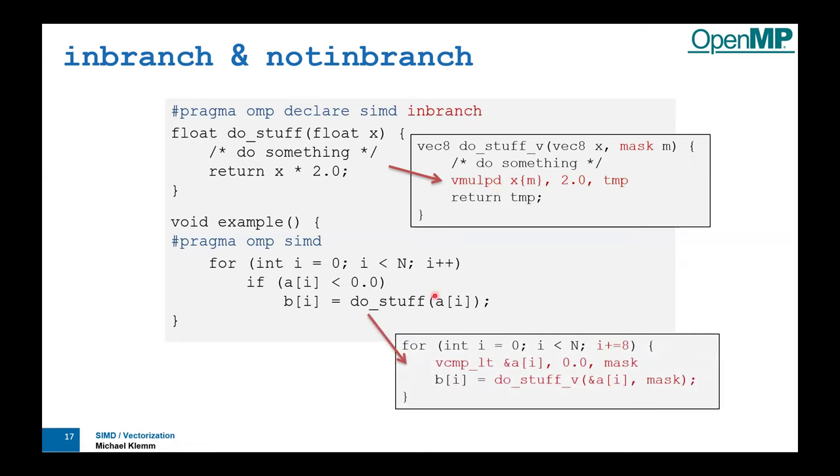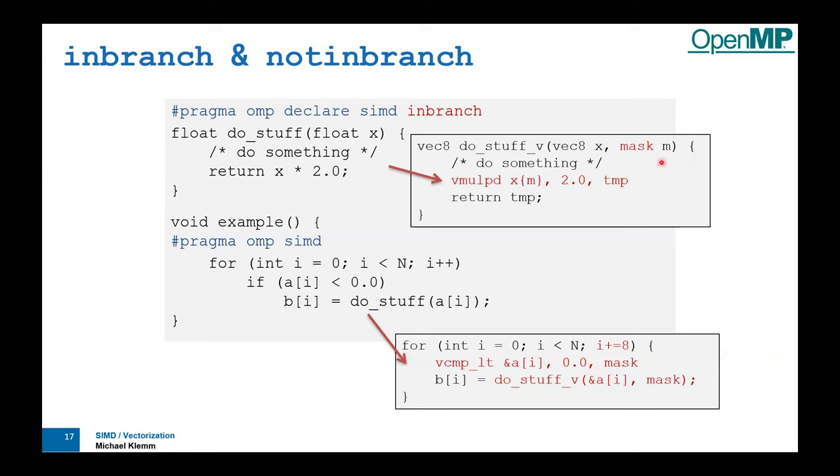And now down here, we can use a vcompare instruction, a vector compare, which takes a full vector of a elements, compares them with zero, and produces a mask register which has a true value where a was less than zero, and a false value where a was not less than zero. And now if we pass the mask register into that function, we push the evaluation of the if statement that was selecting whether we do stuff or not into the function, and make sure that the function is called for a full vector, but it will only have an effect and act as if it was contained in an if statement that follows those principles. So this is in branch.